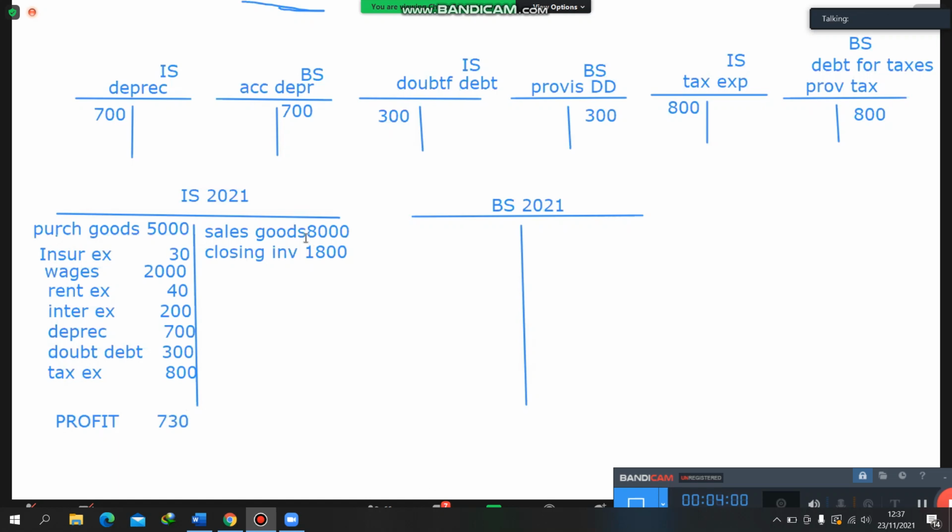Is it good for everyone? Everything clear? Okay. Balance sheet. In the balance sheet, we have cash, amount of 6,880. Then bank, 5,000. Then building, 7,000. Then receivable, 6,000.